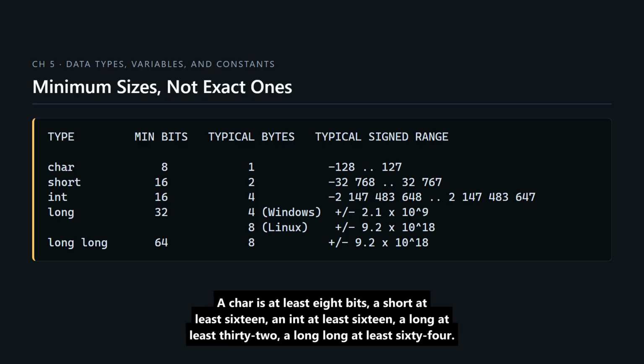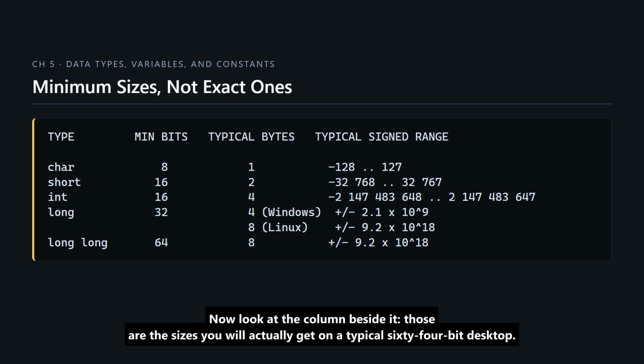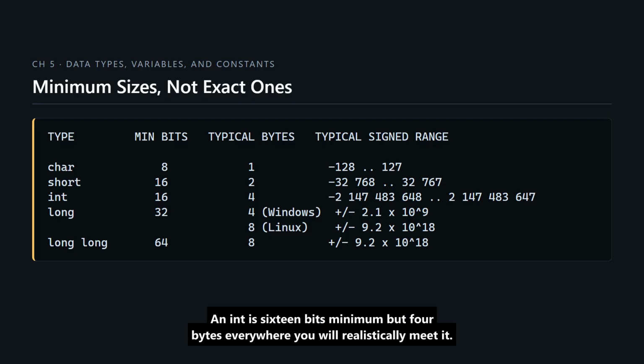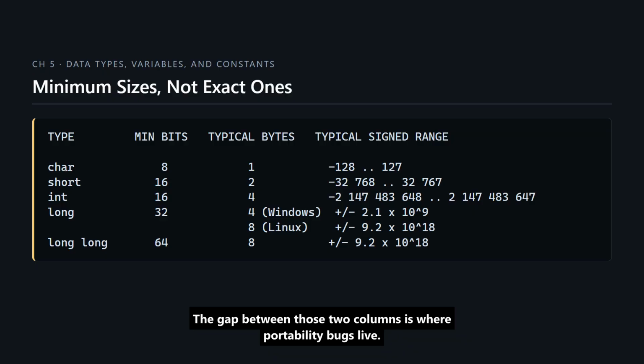A char is at least 8 bits, a short at least 16, an int at least 16, a long at least 32, a long long at least 64. Now look at the column beside it, those are the sizes you will actually get on a typical 64-bit desktop. An int is 16 bits minimum, but 4 bytes everywhere you will realistically meet it. The gap between those two columns is where portability bugs live.